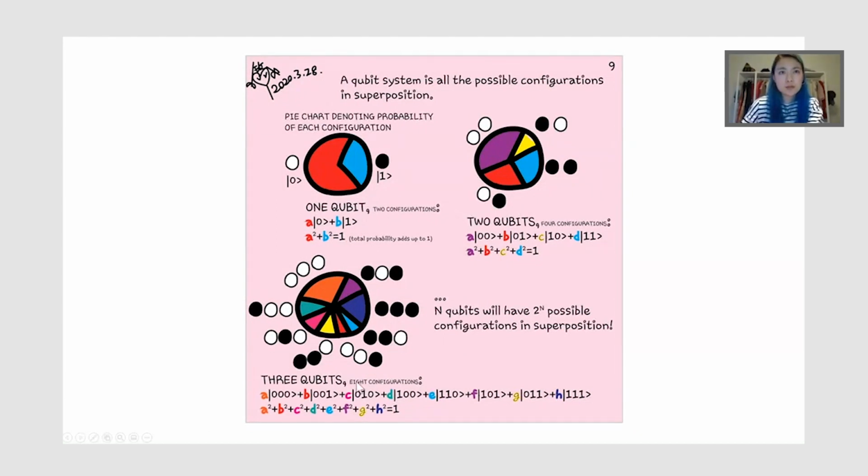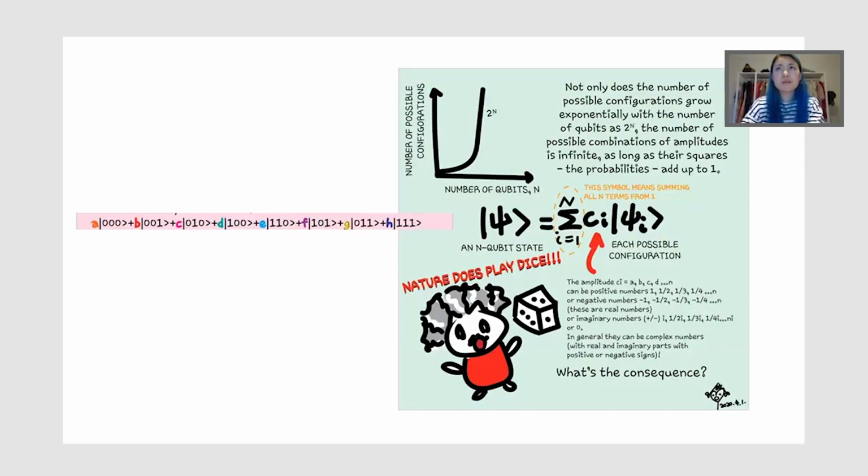If you have 3 qubits, then you can write out all of these possible combinations, and you see that's 8 of them. So n qubits will give you 2 to the n possible configurations in superposition. That's what's really cool about qubits: the number of possible configurations grows exponentially with your number of qubits. And it doesn't just grow as 2 to the n. The possible combinations of amplitudes is infinite.